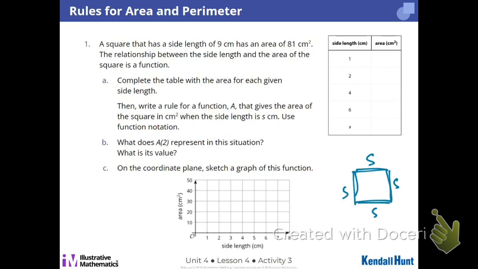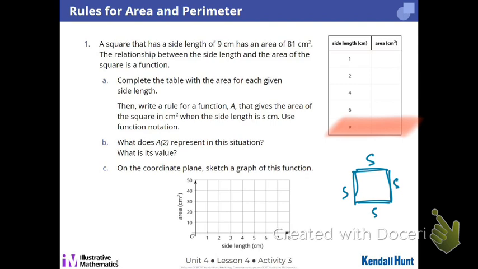It's your job, please, to fill out the area in the table. Complete the table. Write a rule for your function. That's going to happen down here. I'll highlight it. You're going to write a rule for your function. You're going to say what the input of 2 means in our context and graph it.